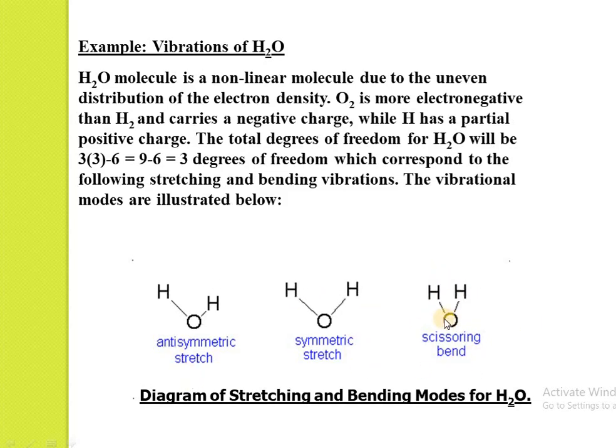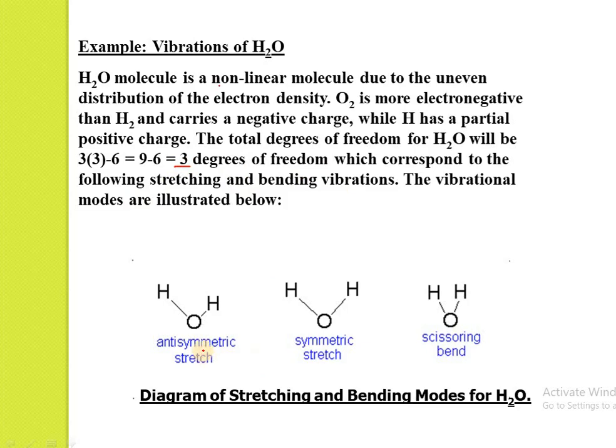So this molecule is a non-linear molecule due to the uneven distribution of electron density. This we already know. Oxygen is more electronegative than hydrogen and it carries a negative charge. So the total degrees of freedom for water will be 3n minus 6. For a non-linear molecule we have the formula 3n minus 6. So 3 atoms are there, so 3 times 3 is 9, minus 6, that is 3.